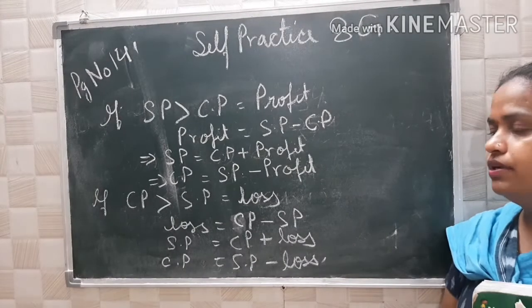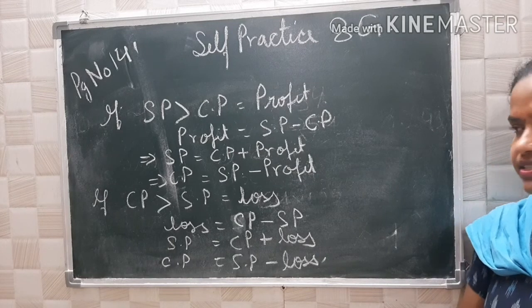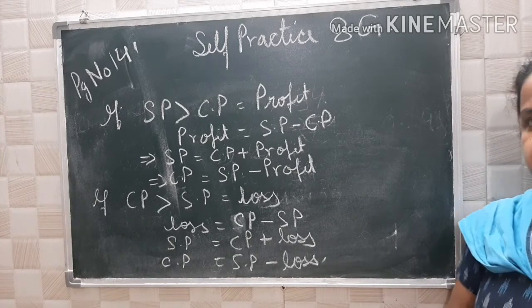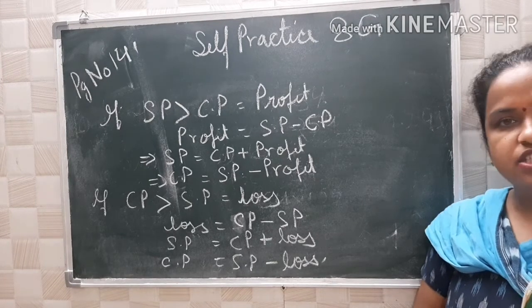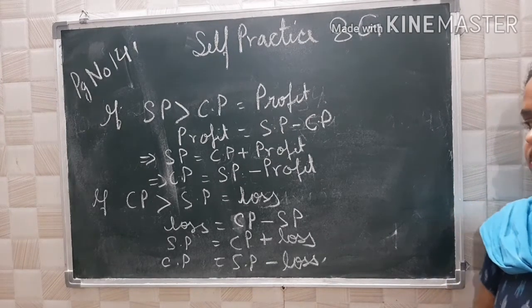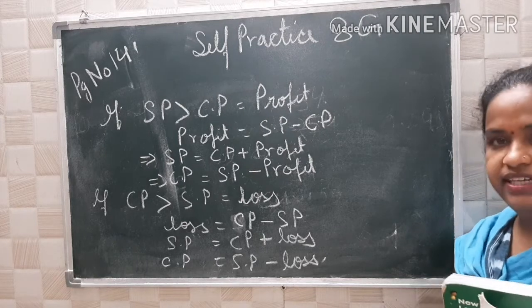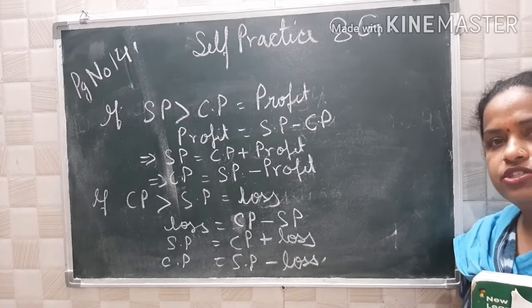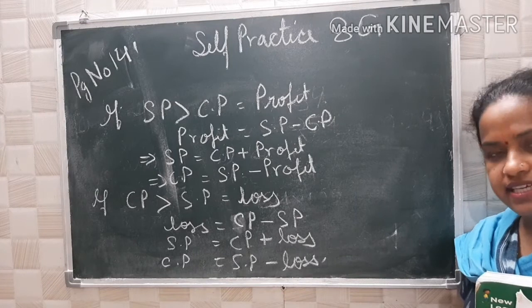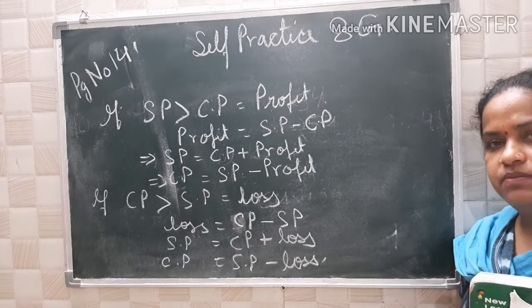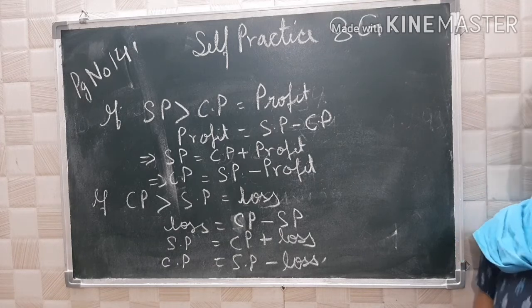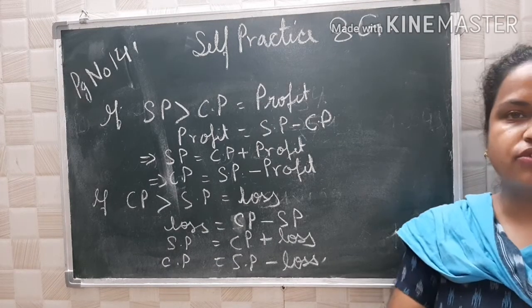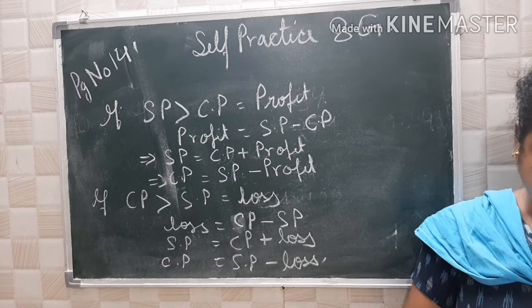And what are the formulas for profit? Profit is SP minus CP. SP is equal to CP plus profit. CP is SP minus profit. Now if CP is greater than SP, then it will be loss. Loss is equal to CP minus SP. SP is equal to CP plus loss, and CP is equal to SP minus loss. These are the few formulas on the basis of which you will find your answer.